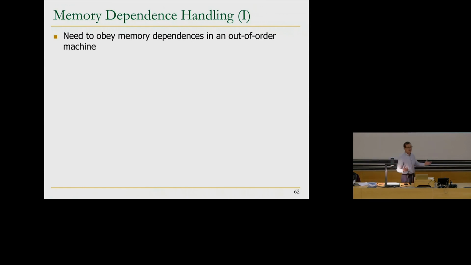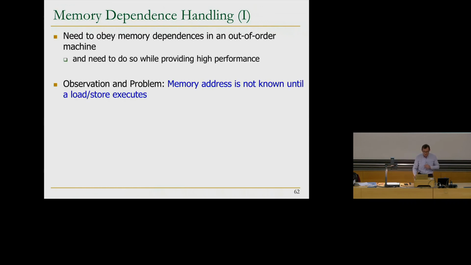Register addresses we know at the beginning of the pipeline, so we can rename nicely to other namespace. Memory addresses we don't know until we execute the instruction. Okay, and we need to do so while providing high performance. So that's the problem, basically. The key observation and key problem is that the memory address is not known until a load or a store instruction executes.